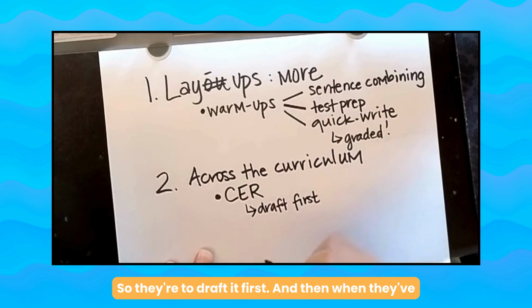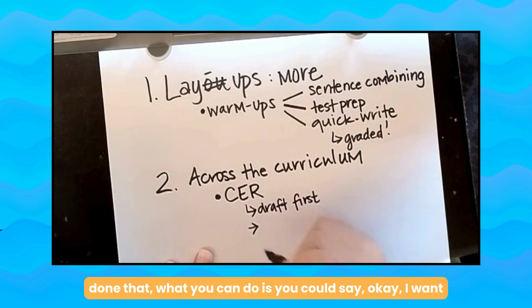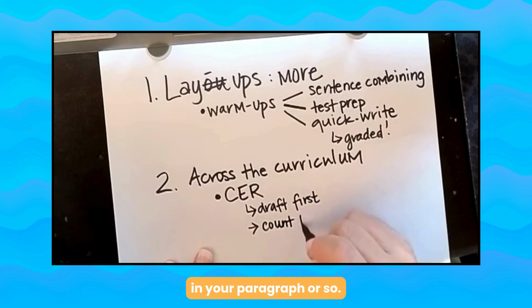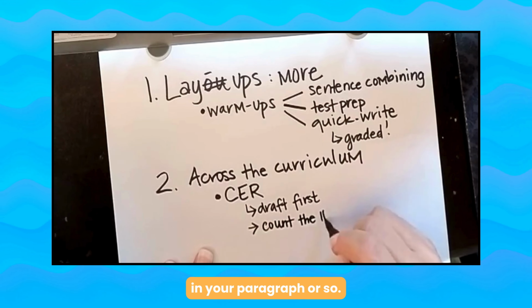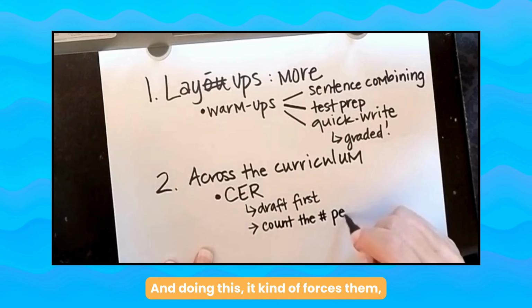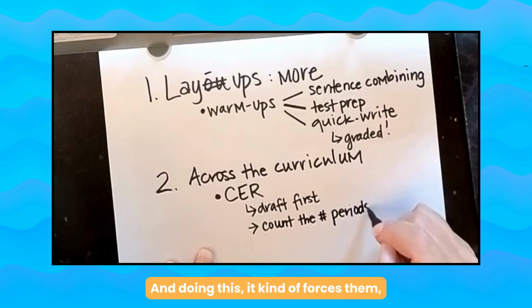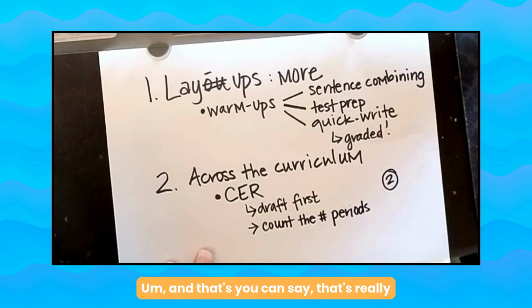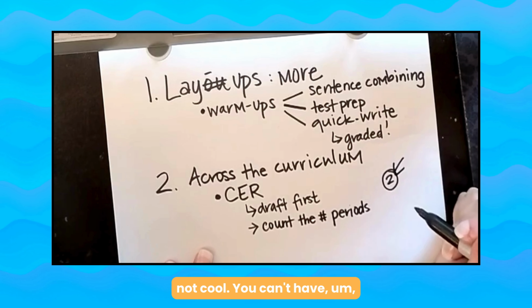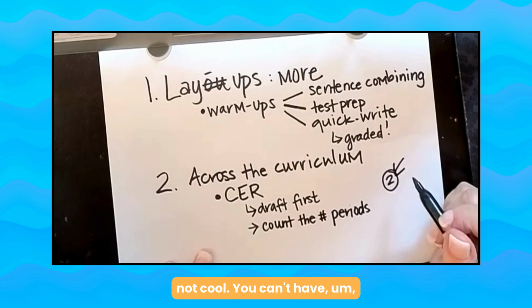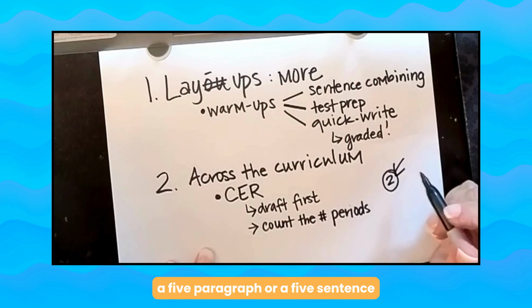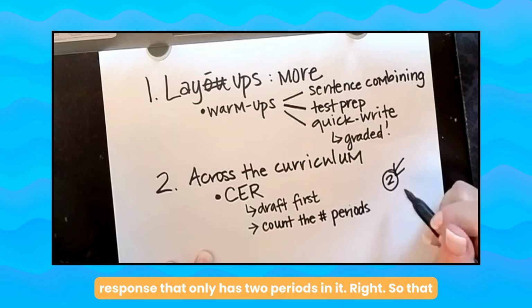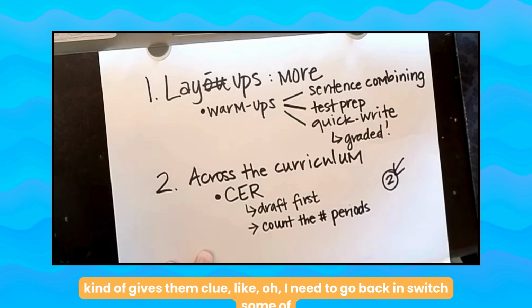And then when they've done that, what you can do is you could say, okay, I want you to count the number of periods in your paragraph or so. And doing this, it kind of forces them, like they have to put the number up there too. And that's when you can say, that's really not cool. You can't have a 5-sentence response that only has 2 periods in it, right? So that kind of gives them a clue, like, oh, I need to go back in and switch some of these things around.